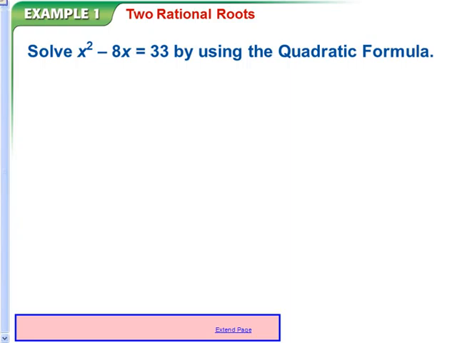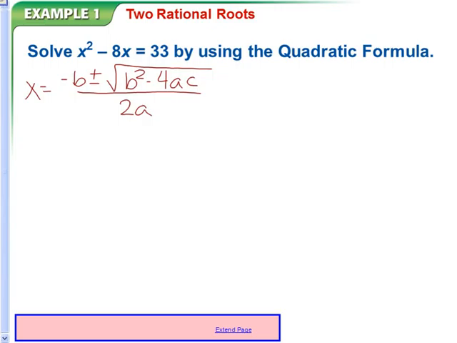Okay, let's go through an example then. So x squared minus 8x equals 32. We're going to use the quadratic formula, which was x equals negative b plus or minus square root b squared minus 4ac all over 2a.